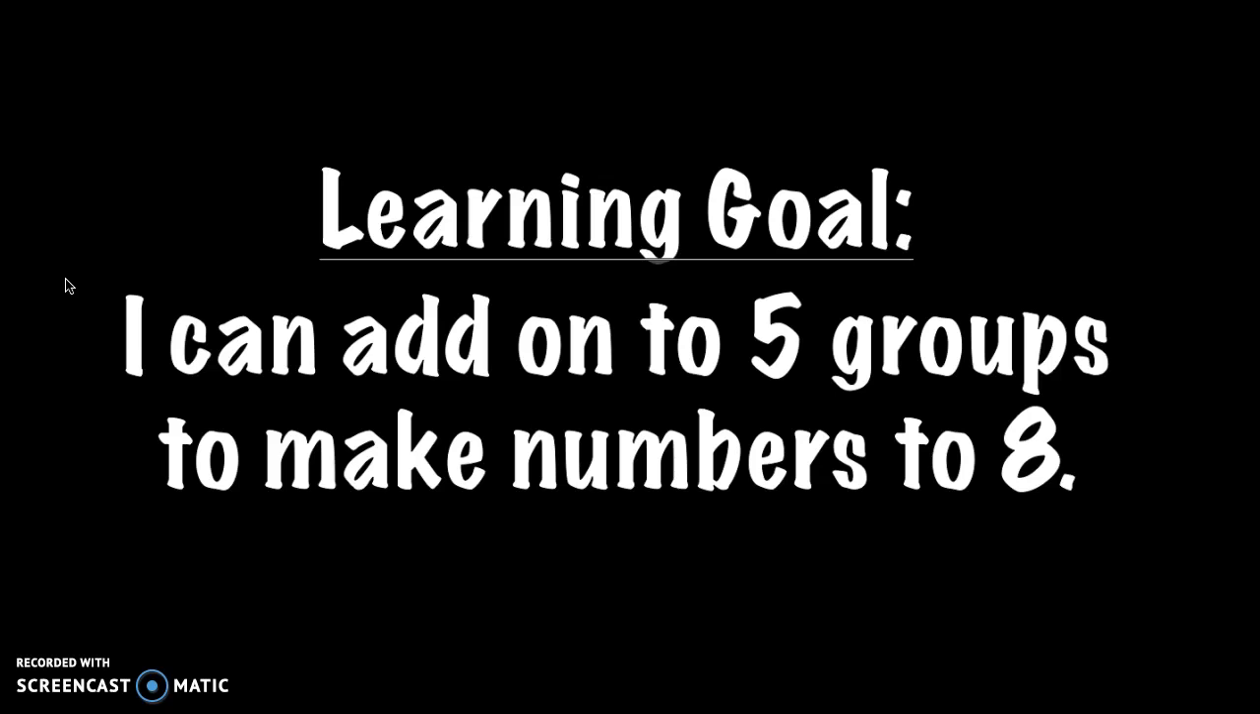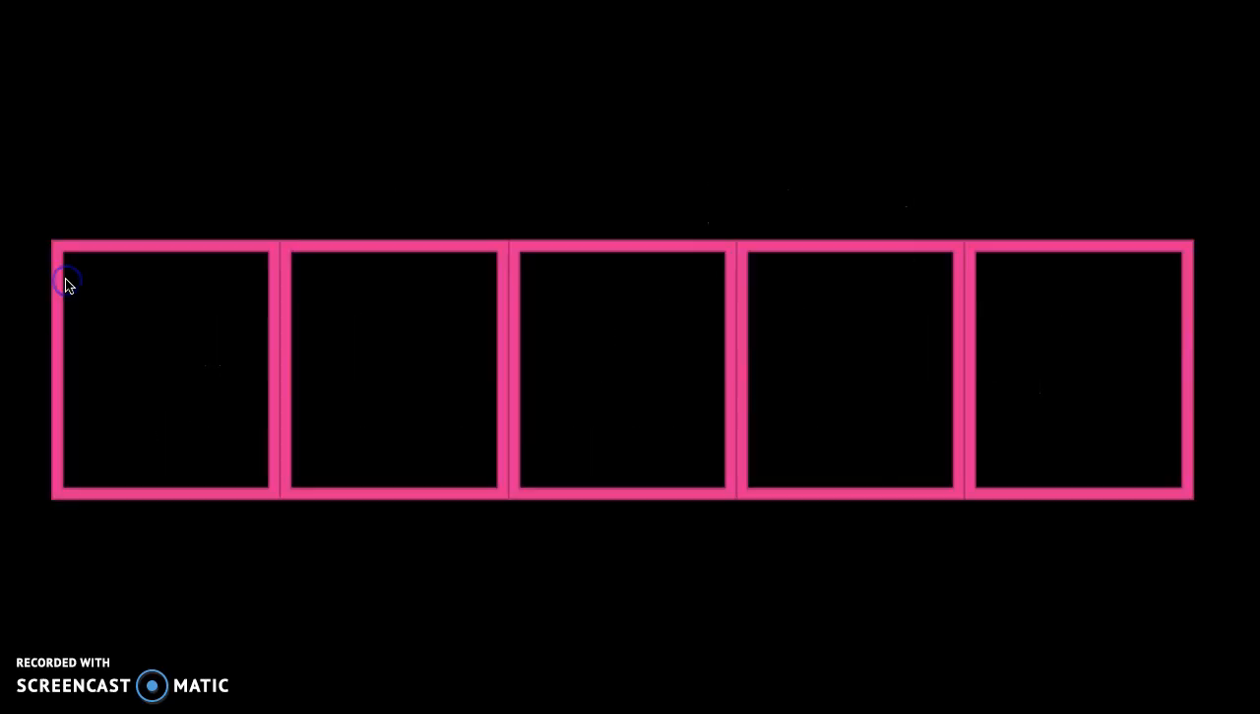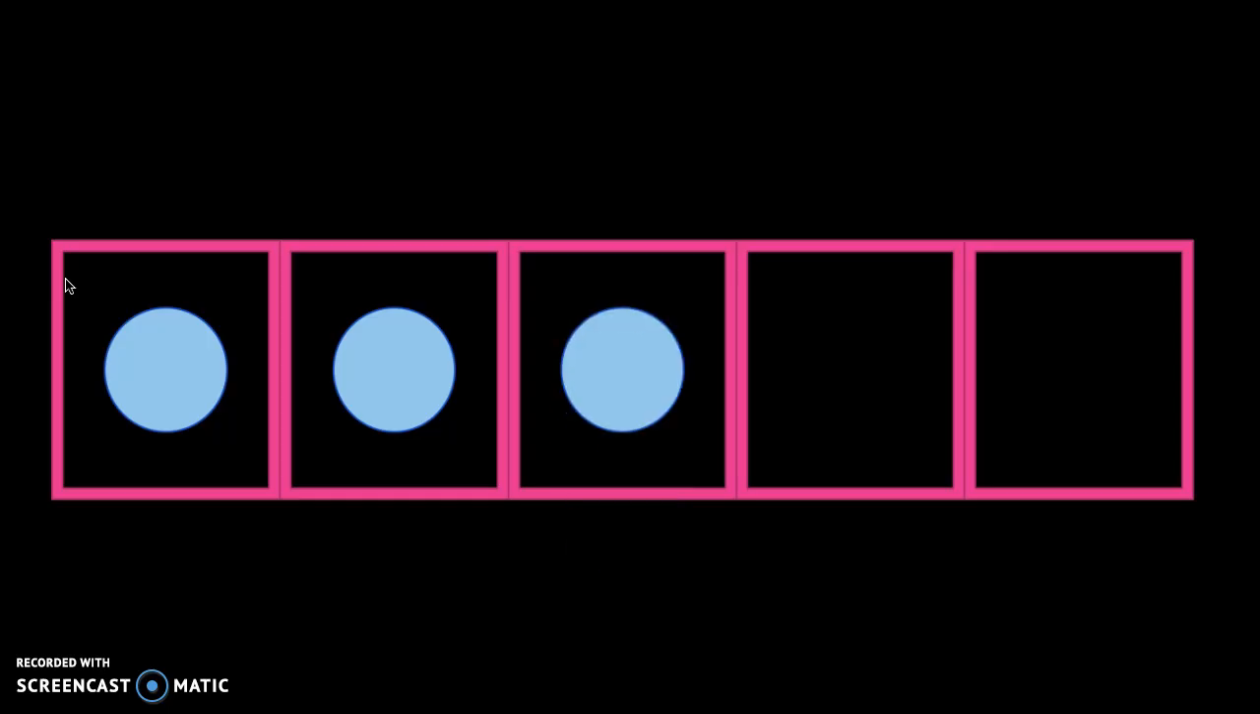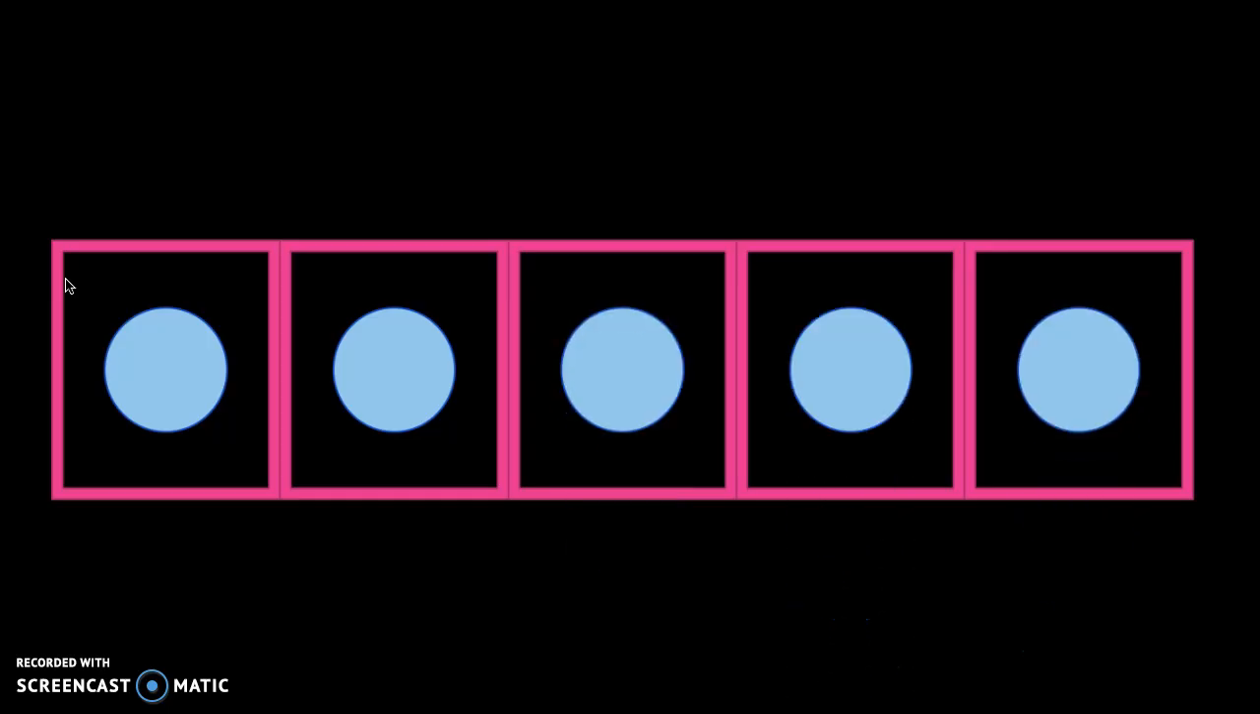What does a 5 group look like? Well, when we make 5 groups, we get 5 objects and we organize them because, of course, staying organized in math is very important. So I drew a 5 group frame right here. And I'm going to go ahead and fill it with 5 items. Can you go ahead and fill it with me? Perfect. 1, 2, 3, 4, 5.